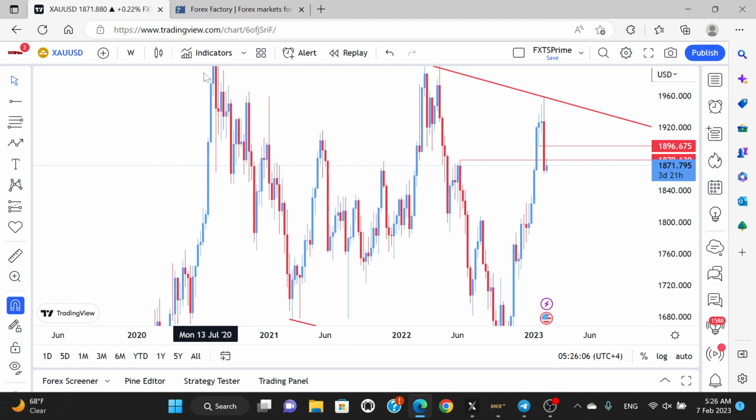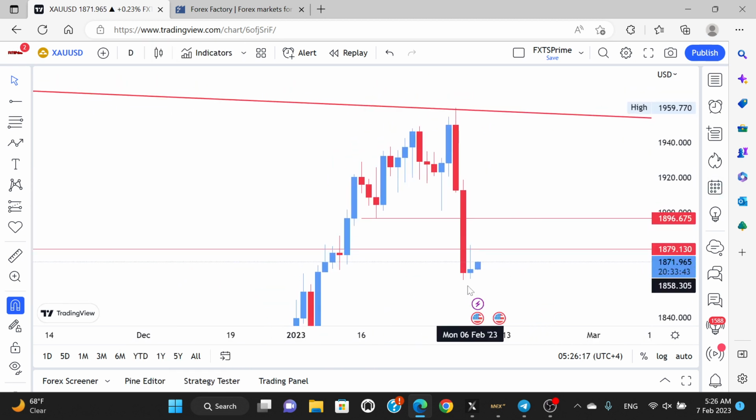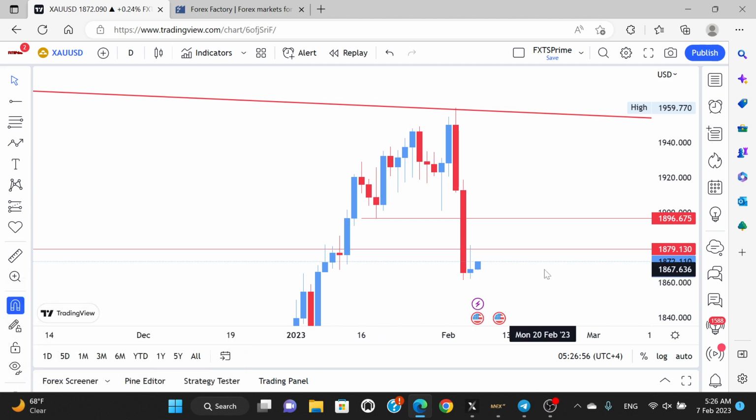So if I also go to the daily time frame, I will see that there is already a blue candle on the daily time frame yesterday. That is an indication of sellers changing to buyers again, and that will make me make an entry from here. Based on that entry, I will target this level, 1879.130, and the 1896.67, since they are the next resistance levels.